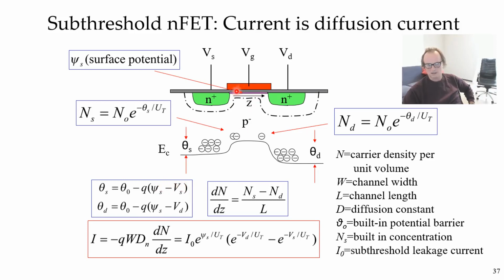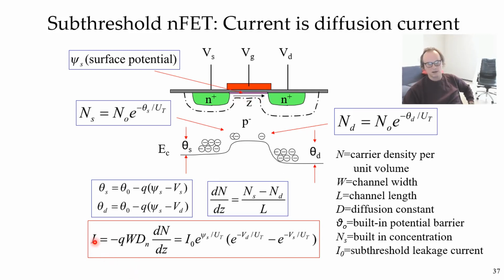Okay, so psi S is the potential here. Vs is the potential at the source. And if that voltage is 0, it's exactly the built-in barrier. And the same for the drain end. So now you know that the concentration gradient is dN dz. It's just the source concentration minus the drain concentration divided by the channel length, which is the drawn transistor length, or the effective transistor length.